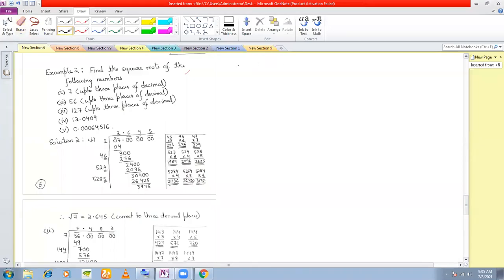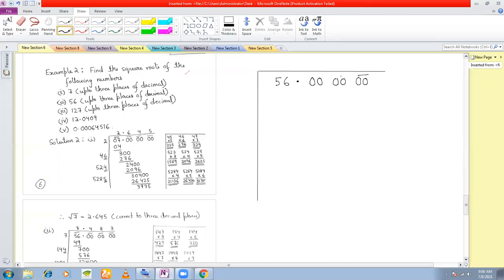Today we'll see how to find the square root of 56 by the division method, a 2-digit number. You have to find the square root up to 3 places of decimal. So you write 56, give a decimal, and because you have to find up to 3 places of decimal, you give 3 pairs of zeros. Okay, 3 pairs of zeros we have given.